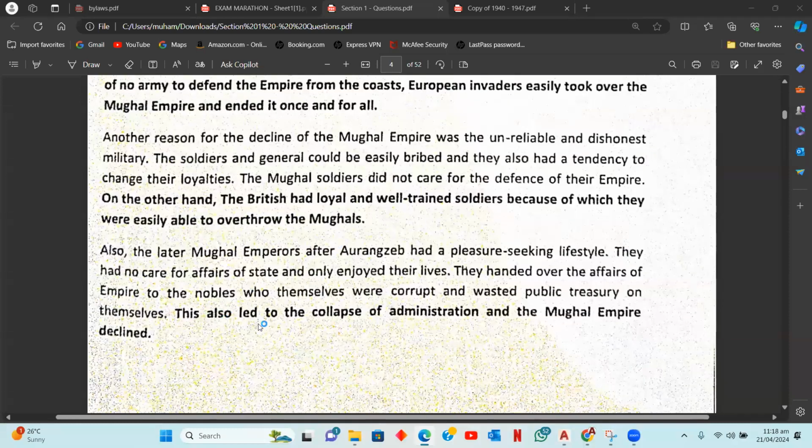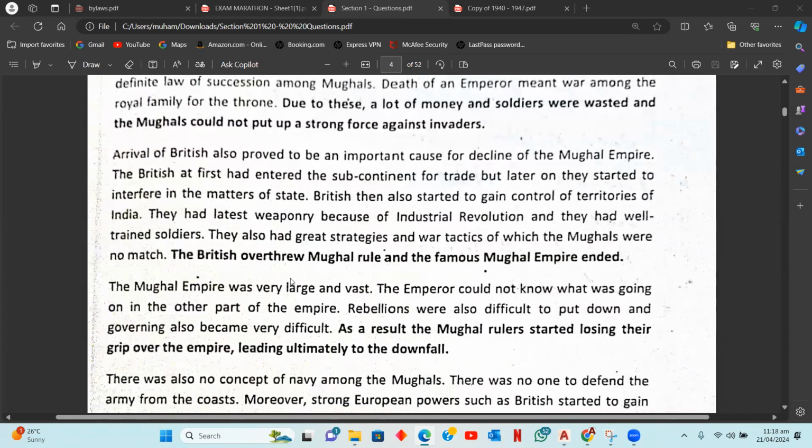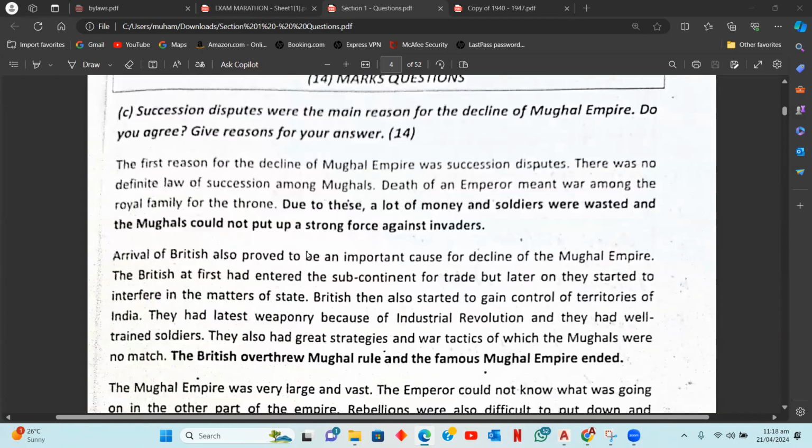In a 14 mark question, this analysis is extremely important. If you don't write the analysis, you will not be linking up your answer with the question statement. Just making statements is not enough because they need to know why you're making these statements. If you're saying that succession disputes were a reason for the decline of the Mughal Empire, why do you think so?